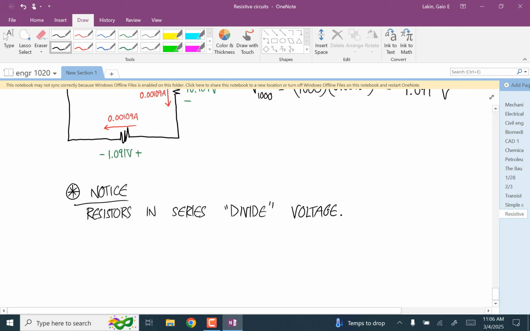So we can use that to reduce the voltage for a device. Any questions about that?